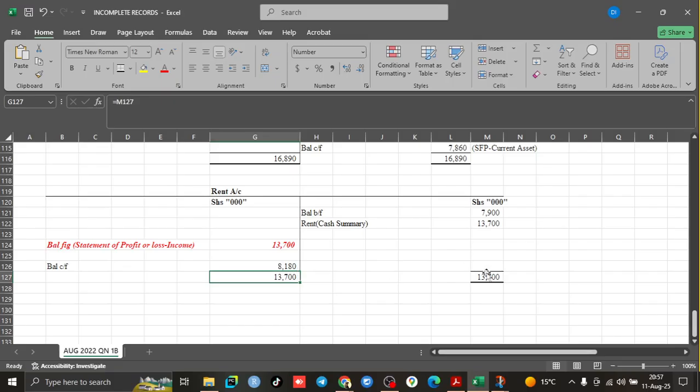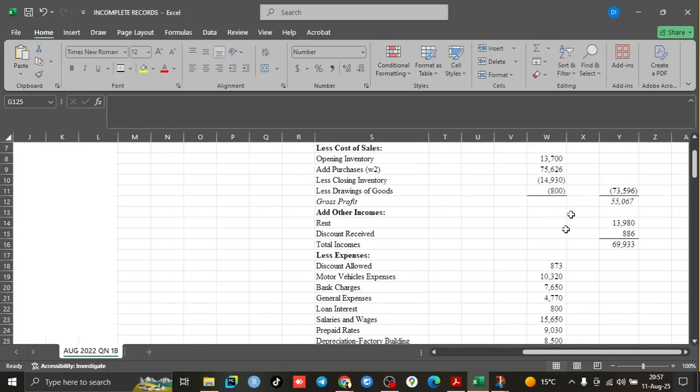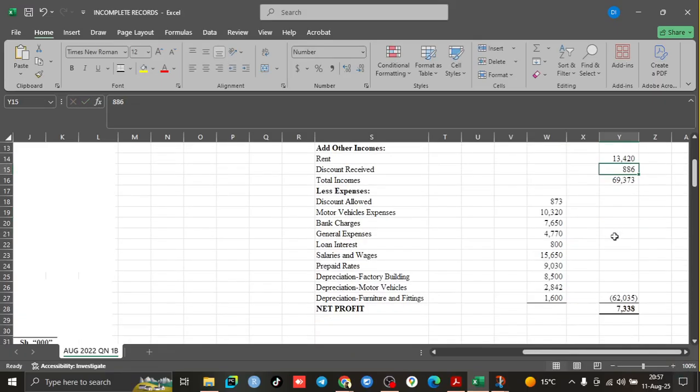So the total now, this side is the greater, into the greater side. So your side like that. So carry forward is here. So the balancing figure is that total minus that total. So the balancing figure of 13,420 will be our rent income. 13,420. Honestly it was a bit tricky, I can't lie there. So the total now, net profit is 7,338. I think everything now is in order.